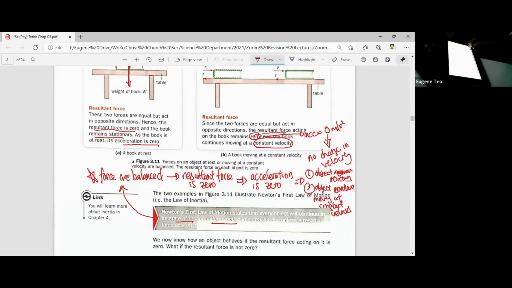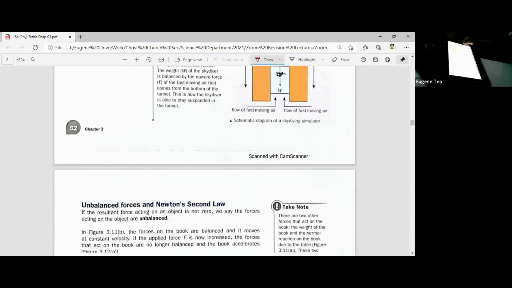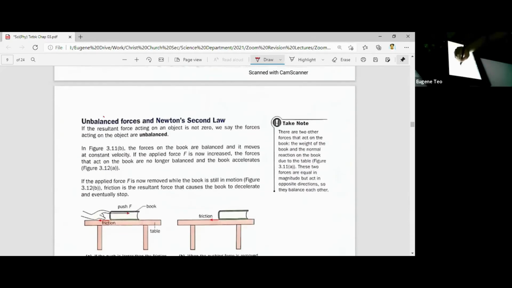But if there's a resultant force, then the question is what happens next? So this is when Newton's second law comes into the picture, when there is an unbalanced force. So when there's an unbalanced force, you know that the resultant obviously is not 0. So resultant force is present. Once you have unbalanced force, resultant force is present. If you have a resultant force, it means that acceleration occurs.